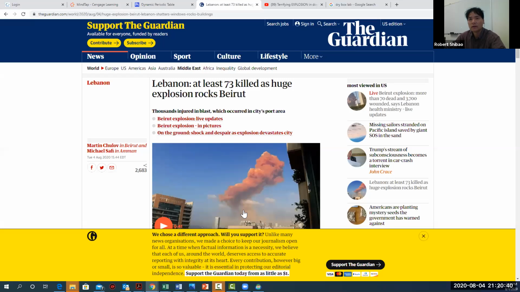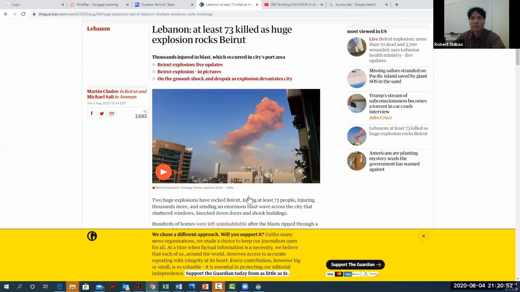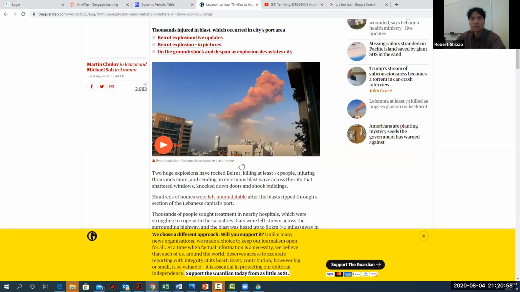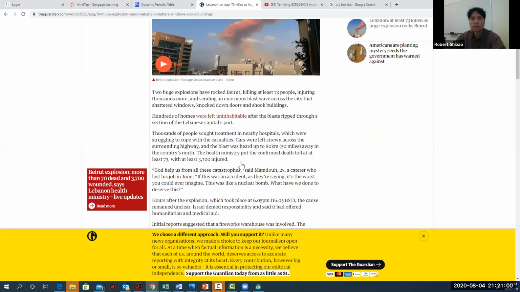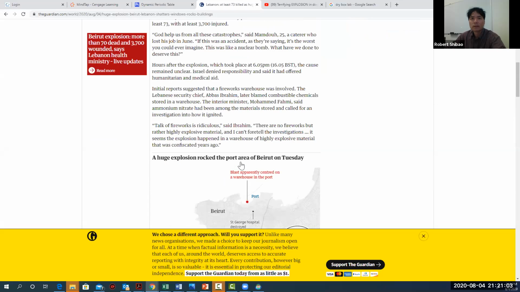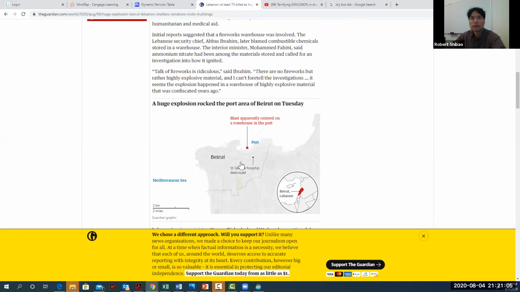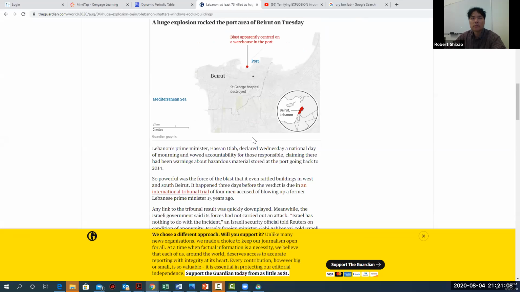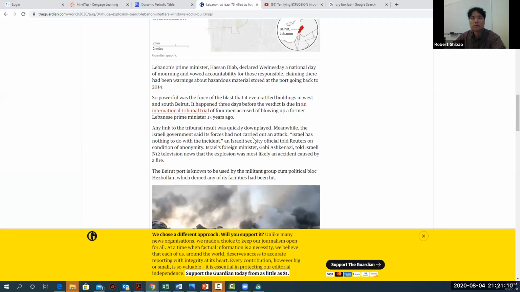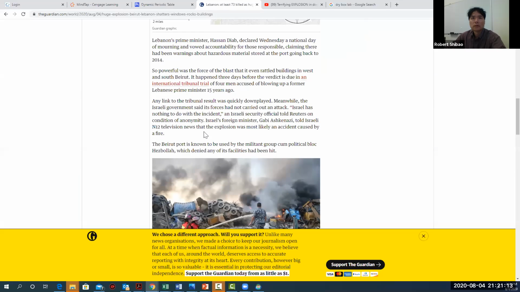So it could be they were storing ammonium nitrate, and it got too hot and caught on fire. If it were ammonium nitrate and you're a firefighter, especially if there's a lot of it, I wouldn't want to be around that. Warehouse. Explosion. The explosion was most likely an accident caused by a fire.